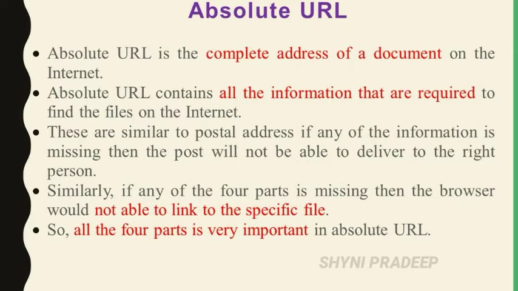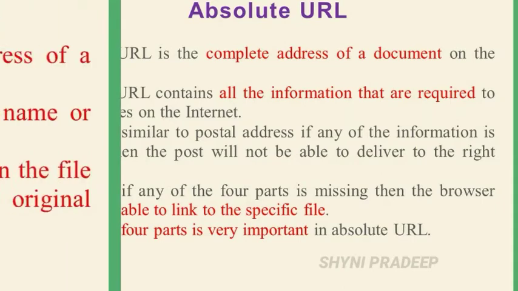Similarly, if any of the 4 parts is missing, then the browser would not be able to link to the specific file. So all the four parts are very important in an absolute URL. What are the four parts? Protocol, domain name, folder name and file name. You have to give the complete address of the document.